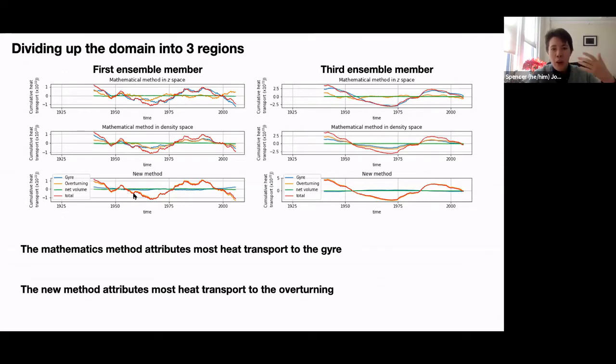And I'm just going to show you a couple more things that you can do with this method to dig a bit more. In order to do that, I'm going to replot this red line, which is the total heat content variability or heat transport through the southern edge of the domain. And then I'm also going to plot some versions of this orange line.